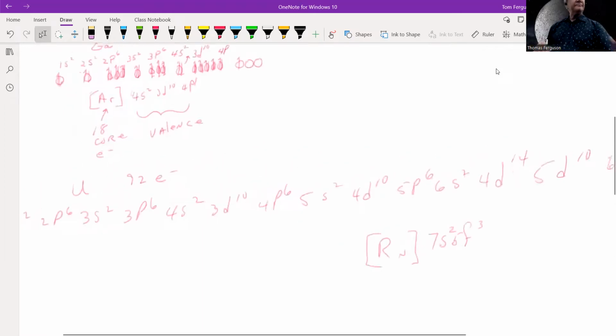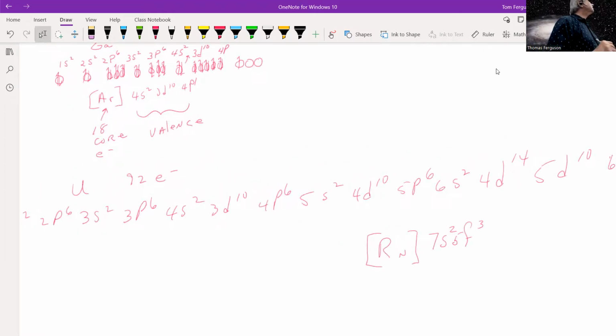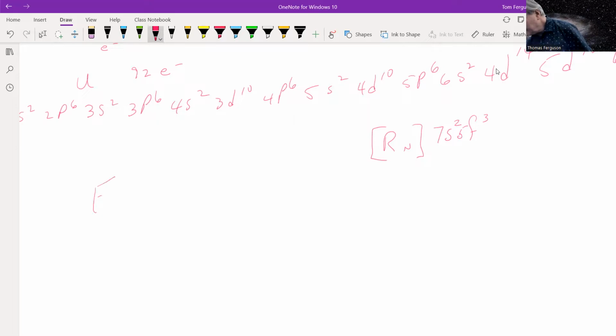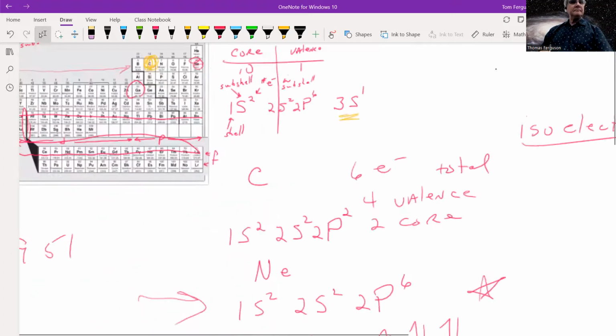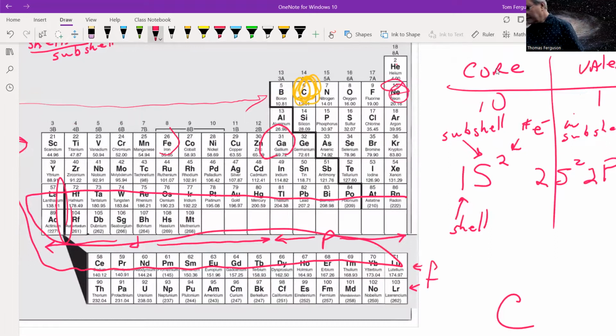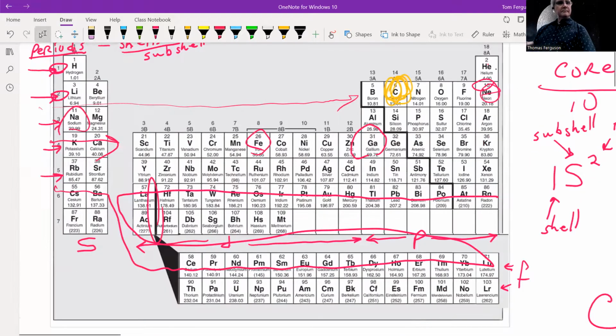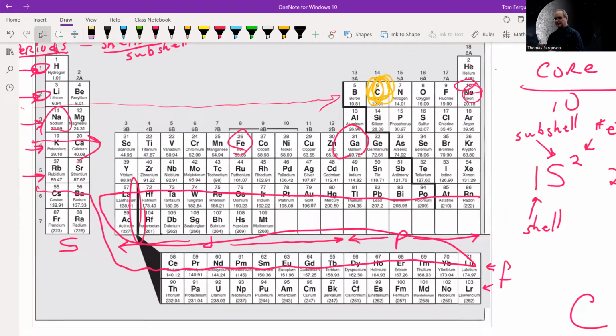Let's do iron. Definitely write this down though. Okay, iron. Got to find iron on the periodic table. The iron is right here. That means it's smack in the D subshell. So that means we're going to have to account for some D electrons. So it's going to have 4 S's and D's, and then the 3 S's and 3 P's and 3 S's and the 2's and the 1's. We have to account for all those.